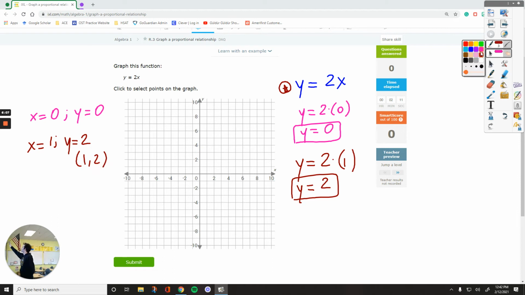0, 0 is the first one, and then 1, 2 is the second one. You could have plugged in 5, you could have plugged in -2, you could have plugged in -4. It would make no difference as long as what you plug in and what the answer is are on the coordinate plane. If you end up with like 20, of course you're not going to be able to graph that one over here on this coordinate plane. But as long as your numbers are within the range of -10 and +10, you're good. So over here, this is my first point, 0, 0, and then 1, 2. And I have the graph.